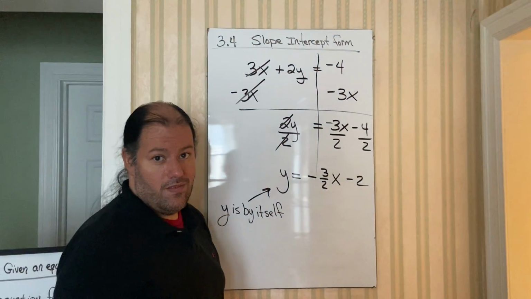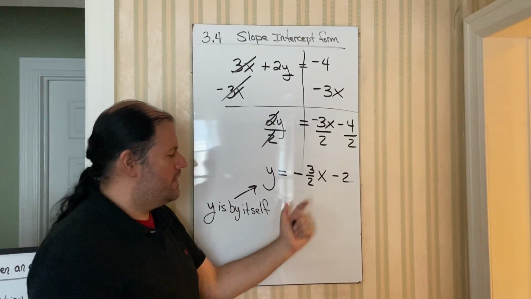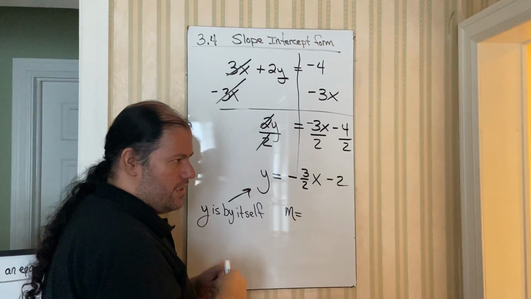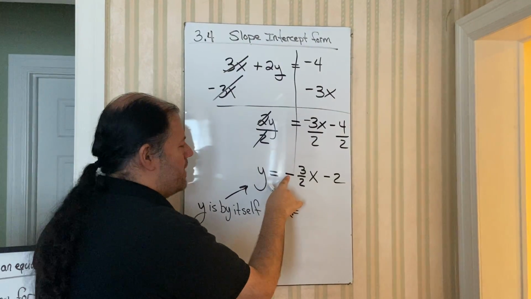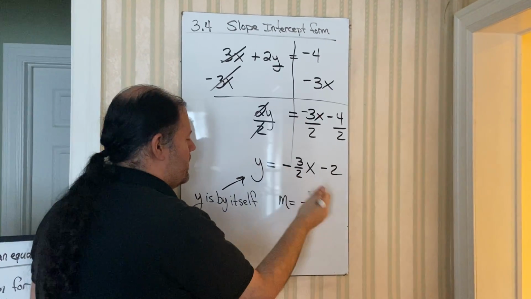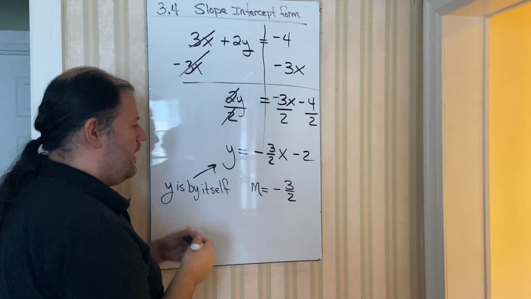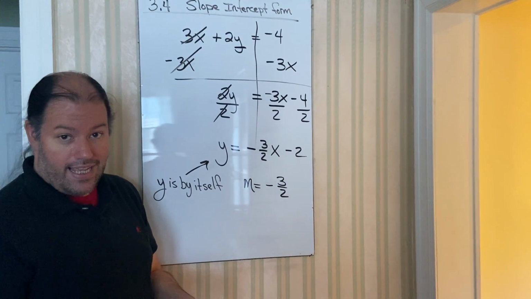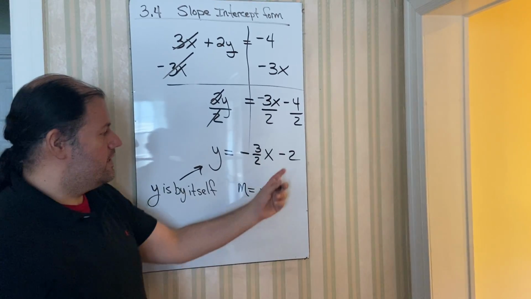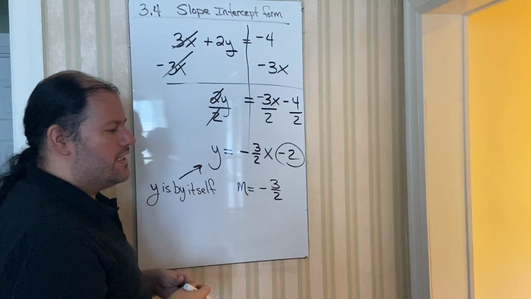Once y is by itself, I know 2 things from this. The coefficient of x, that's my slope. So just say m, because we said m is shorthand for slope. Make sure you include the sign, because remember, slopes can be positive or negative. So negative 3 halves. And then the questions on Alex, they're going to ask you for the y-intercept as well. And you know the y-intercept is the constant. The constant is a negative 2.